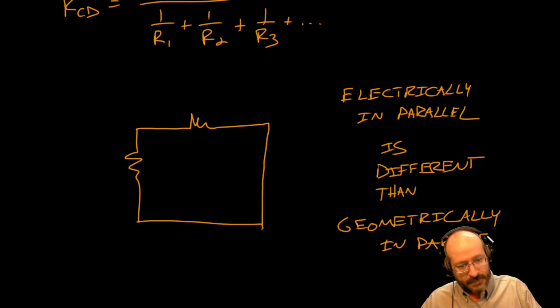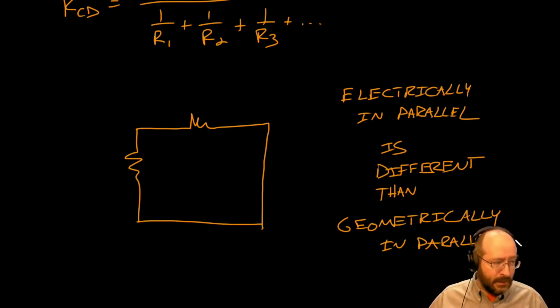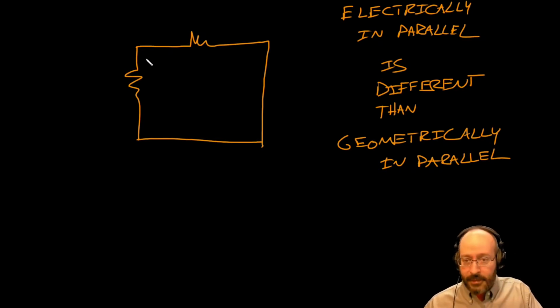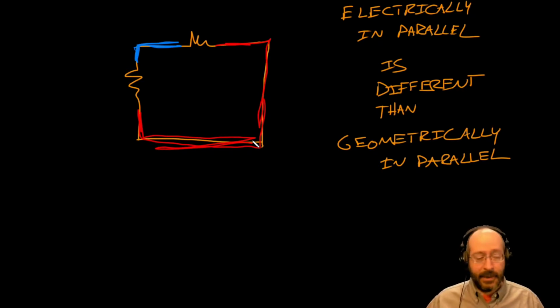Okay, it's important because look at these two resistors and how they're connected. They are not geometrically in parallel, but they are electrically in parallel. There's only two nodes in this little circuit. It's not doing much. There's nothing to push current. Okay, but the two nodes here are here and here. So both resistors are connected to the red and the blue node. So they are electrically in parallel. But clearly they're not geometrically in parallel.